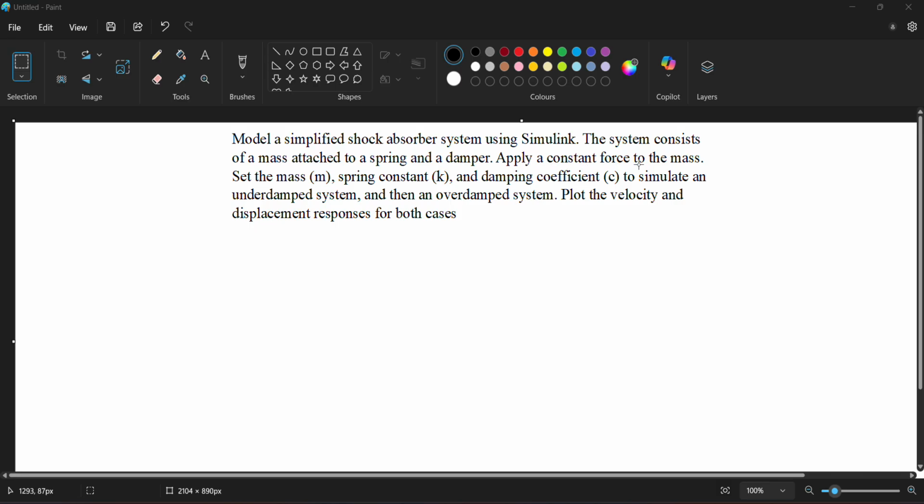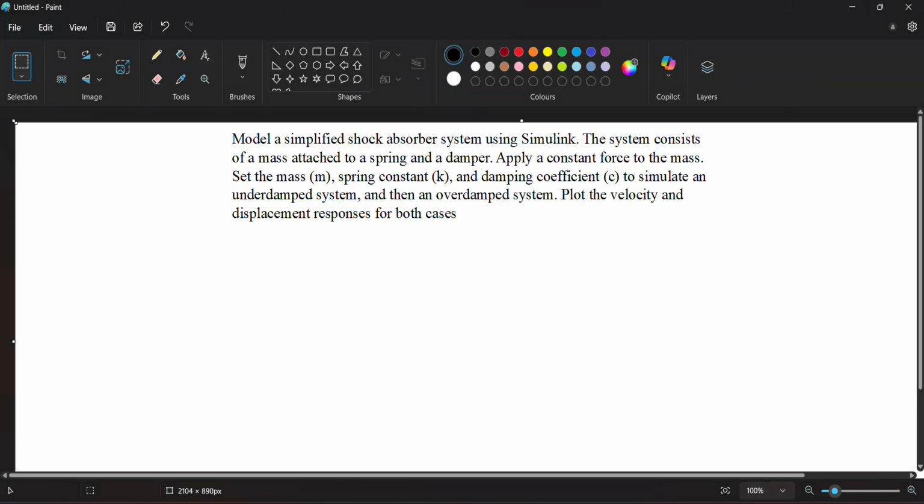Apply a constant force to the mass, set the mass m, spring constant k and the damping coefficient c to simulate an underdamped system and then an overdamped system. Plot the velocity and displacement responses for both the cases. So now we have to simulate a simplified shock absorber system.